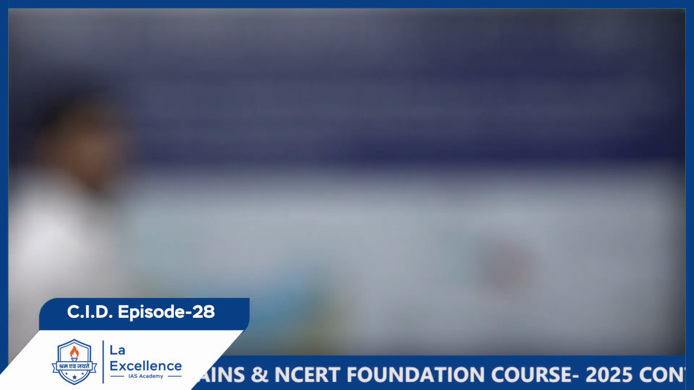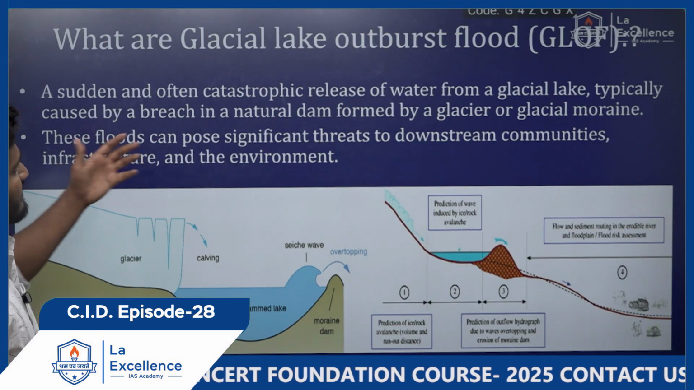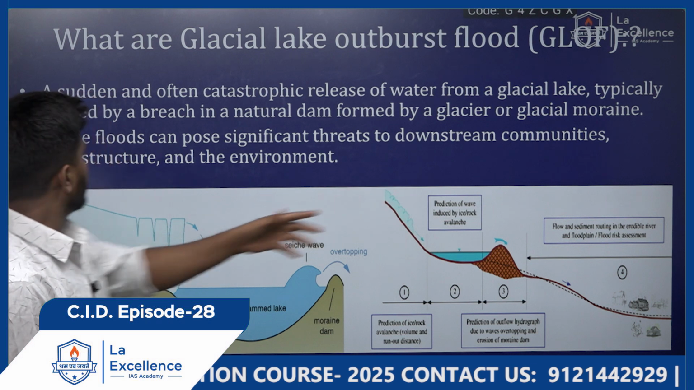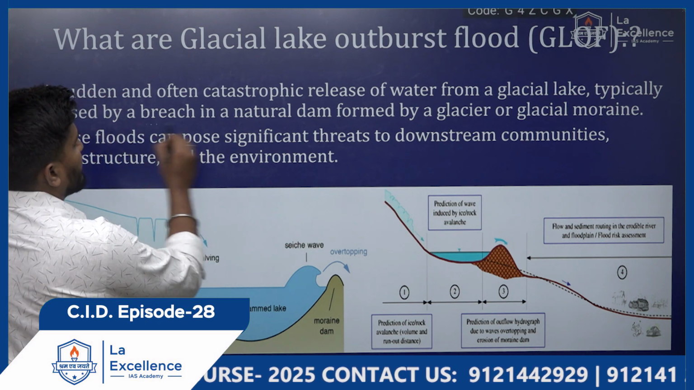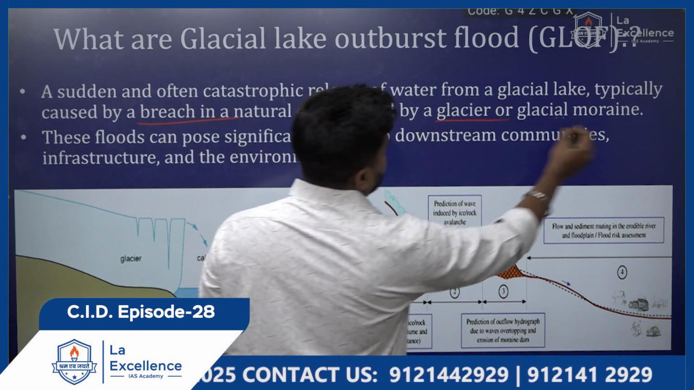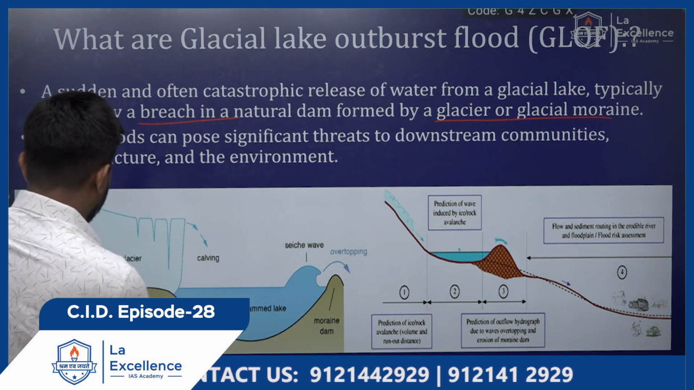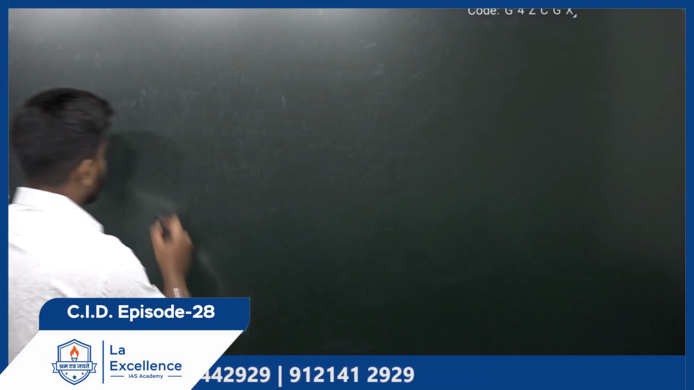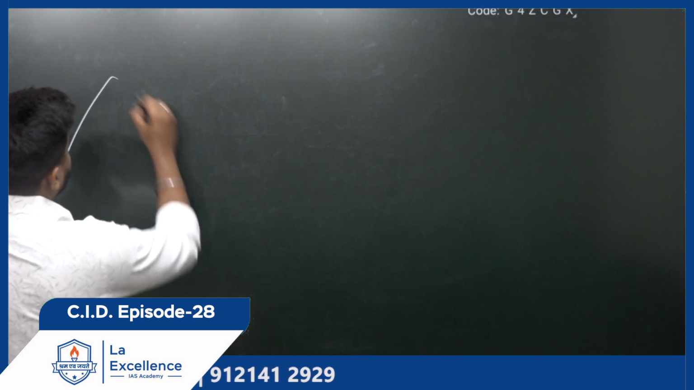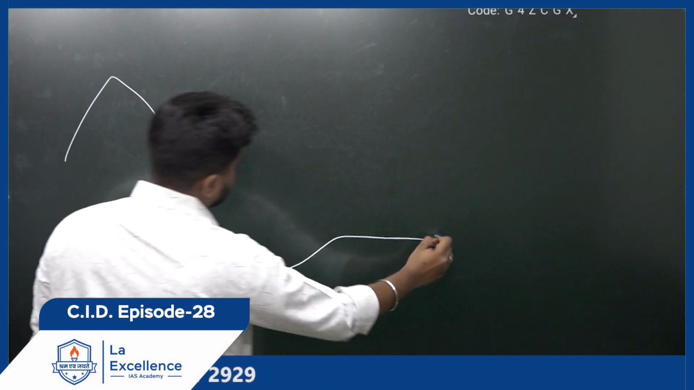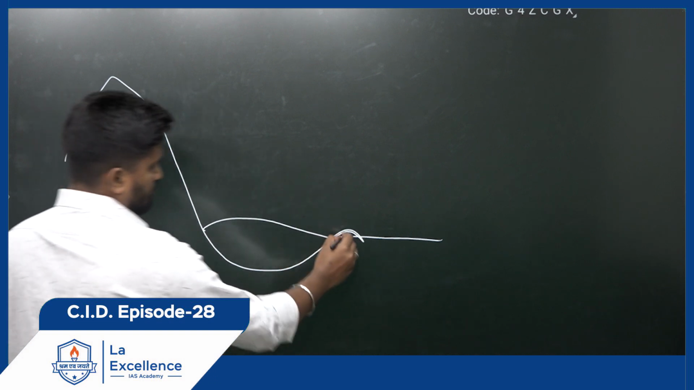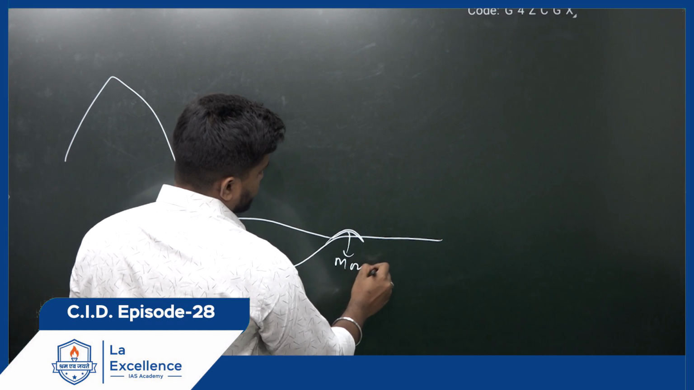So the glacial lake outburst flood is a sudden and often catastrophic release of the water from the glacial lake, typically caused by a breach in the natural dam formed by a glacier or glacial moraine. So what happens here is, as we saw, this is the mountain and in the depressions there will be water filled, and this will act as a natural dam. What is this? A moraine. Okay, it acts as a natural dam.